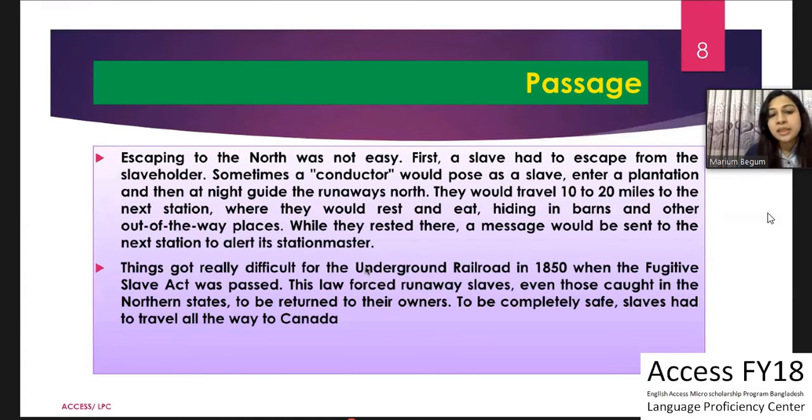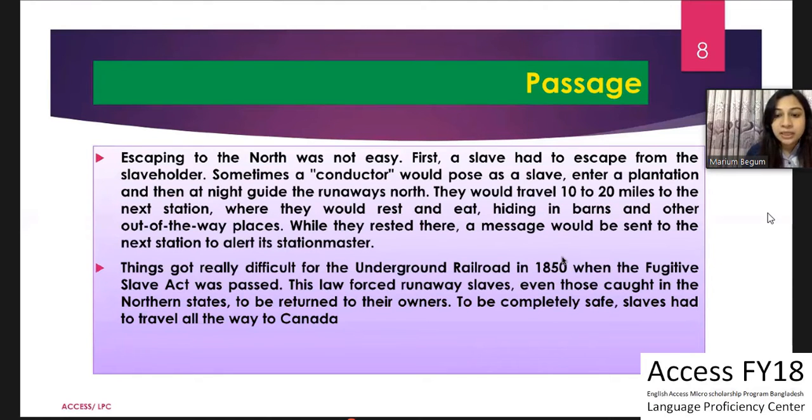So as you can see, escaping was not that easy. They had to face a lot of problems and difficulties, and in 1850 an act was passed that those slaves who fled, if they got caught, would be punished. They would be returned to their owners and punished, and they could even be killed.